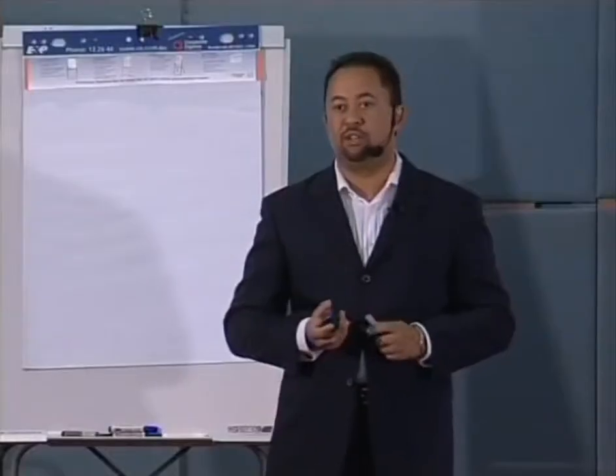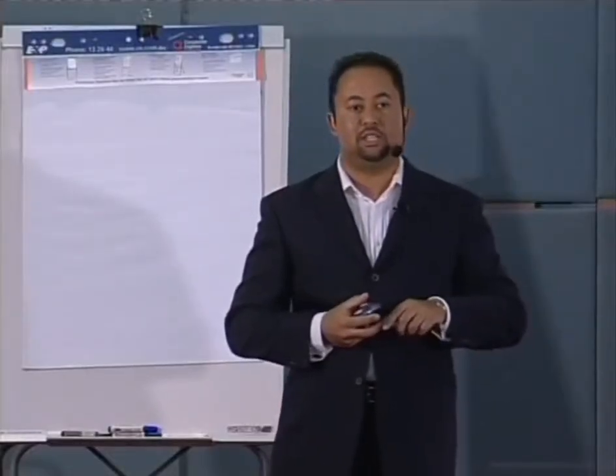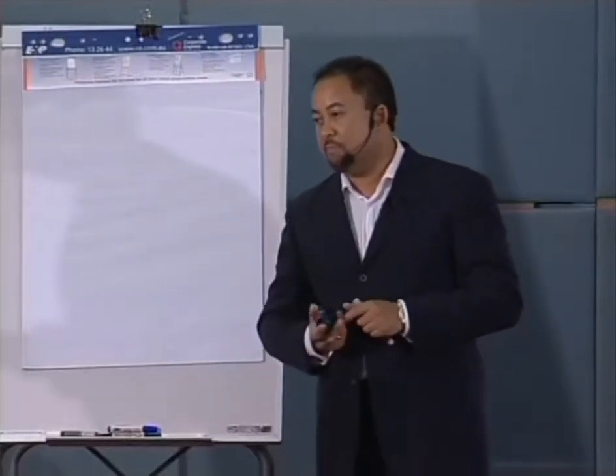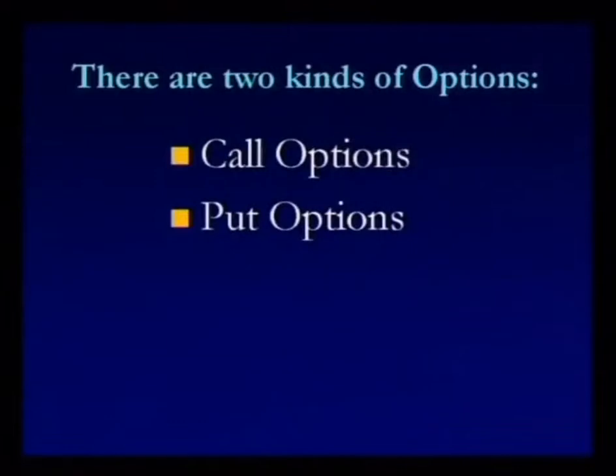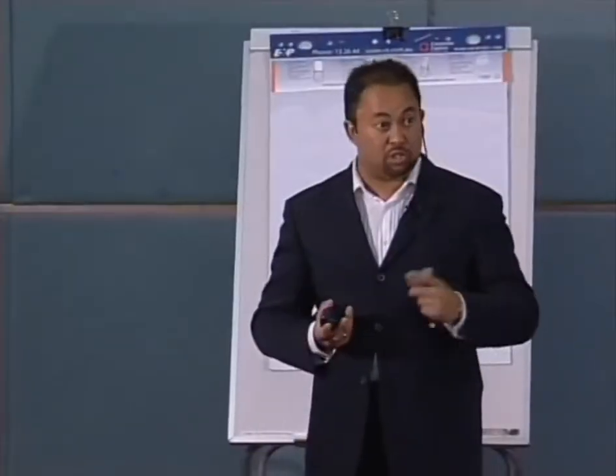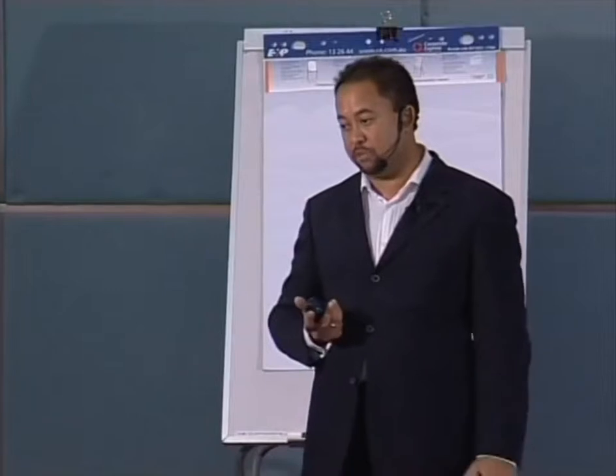So what is an option? Who's ever heard of options? Yes, only a couple of people. Okay. Basically, there are two kinds of options. How many? Two. There are only two kinds of options. One is called a call option, and the other one's called a put option. They're not acronyms, that's exactly what they are.